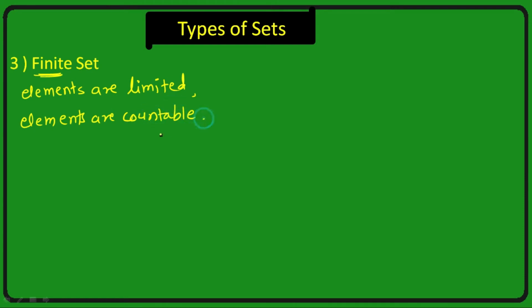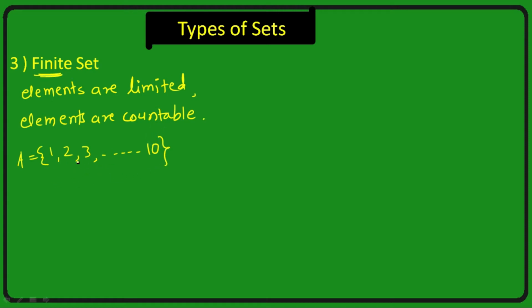If we start counting the elements 1, 2, 3, 4 and it comes to an end, such elements are called countable elements. So if there is a set containing limited or countable elements, then that type of set is called a finite set. Let us take one example of a finite set. Suppose there is a set A containing the elements 1, 2, 3, 4, 5, 6 up to 10. So this type of set is called a finite set.